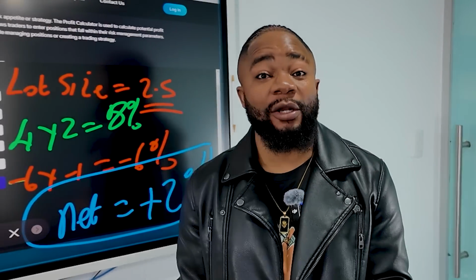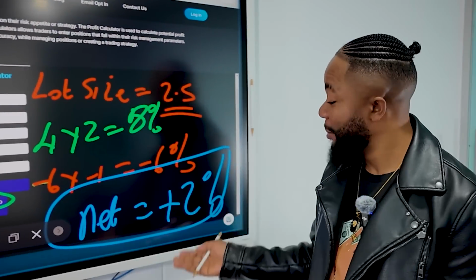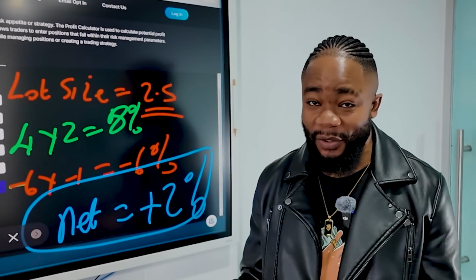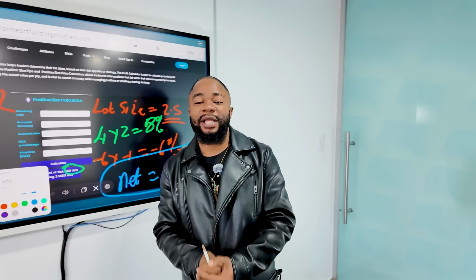Plus 2% on a 100K account is $2,000. Plus 2% on a $1 million account is almost about $20,000. Can you see that? That's the mentality of a trader.